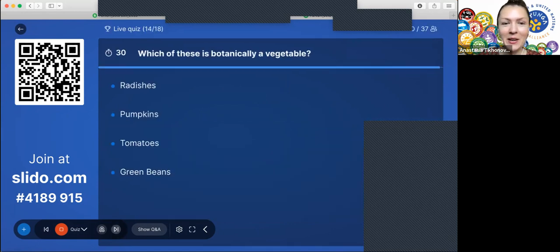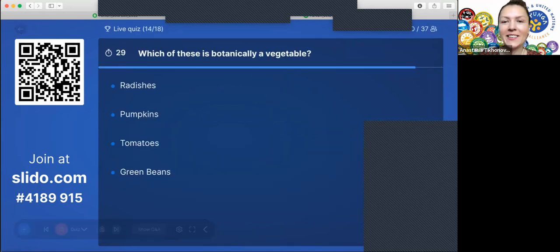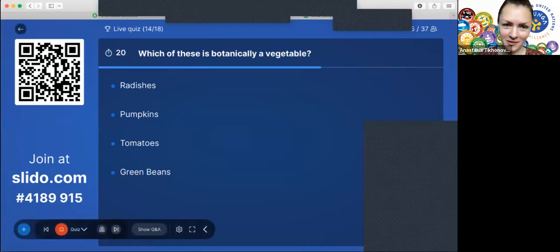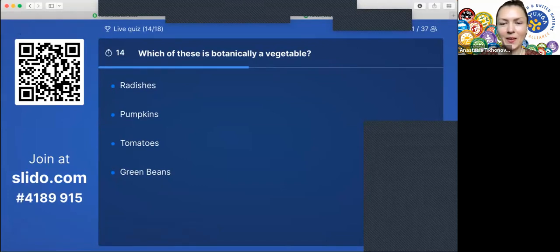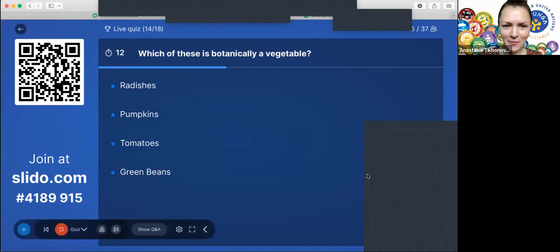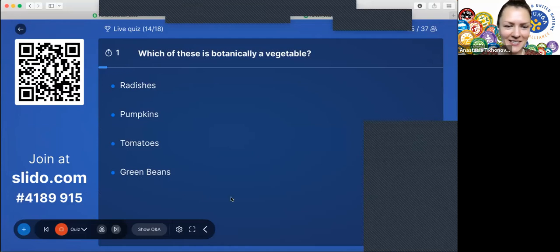Next question. Which of these is botanically a vegetable? Radishes, pumpkins, tomatoes, and green beans. So this is a tricky question. Please pay attention to the word botanically. Which is botanically a vegetable out of these 4? I'm keen to see what you answered. 2 seconds left.